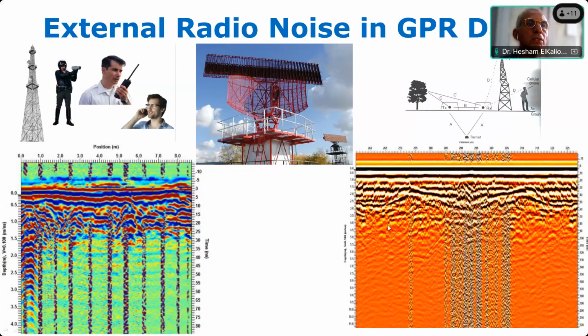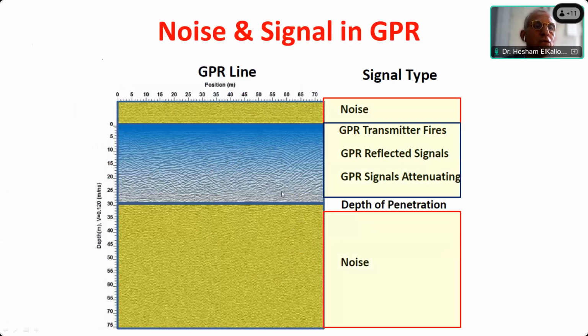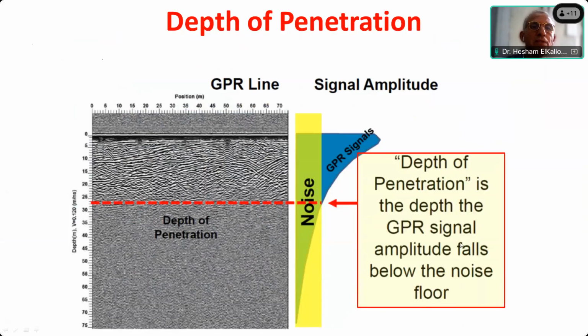And GPR, if you can analyze this GPR section, we have a noise that's before starting the GPR measurements, and we have data while the GPR measurements are done. And then after that, we have noise after the signal has been attenuated. This depth here is called the depth of penetration, the maximum depth of penetration. This is the depth where the GPR signal amplitude falls below the noise floor. So you cannot have any signal here.